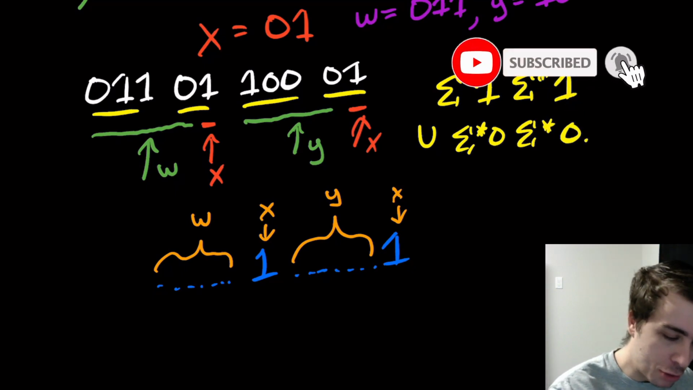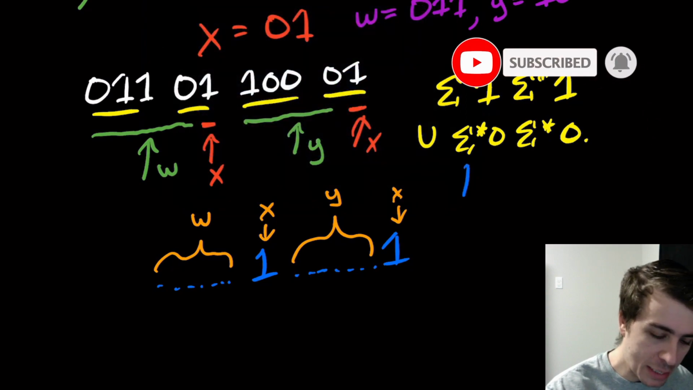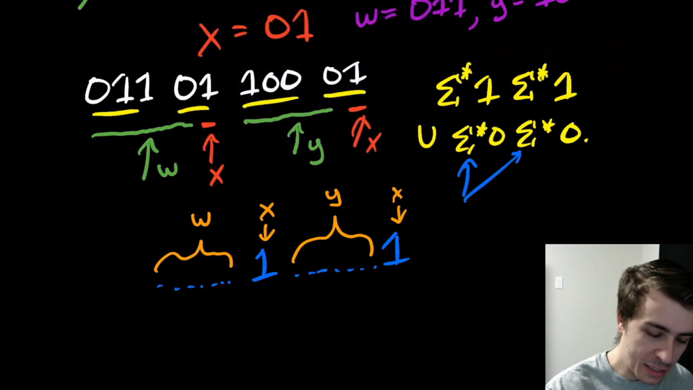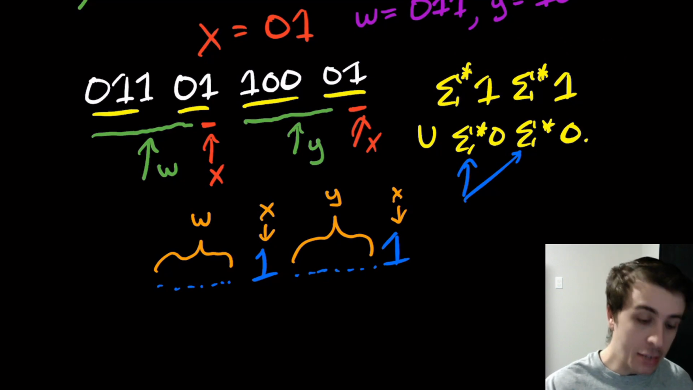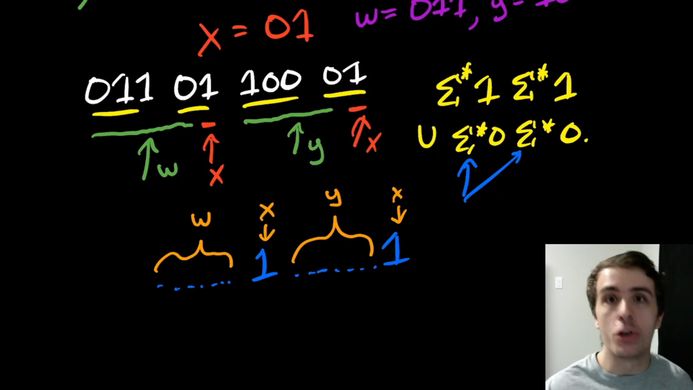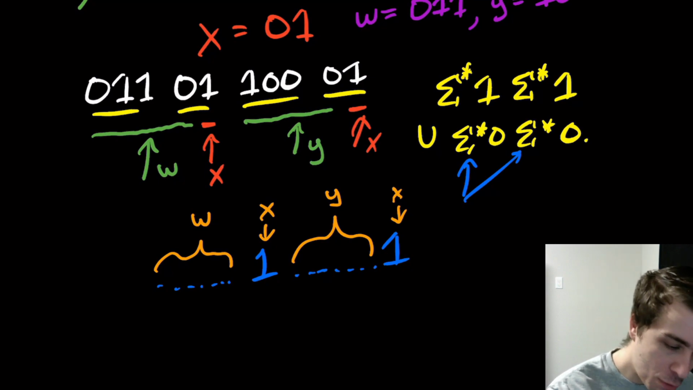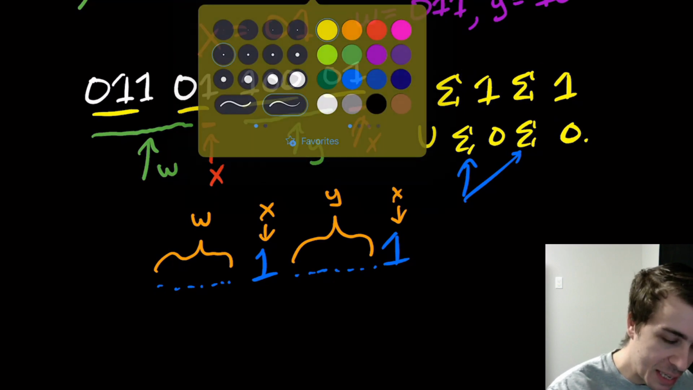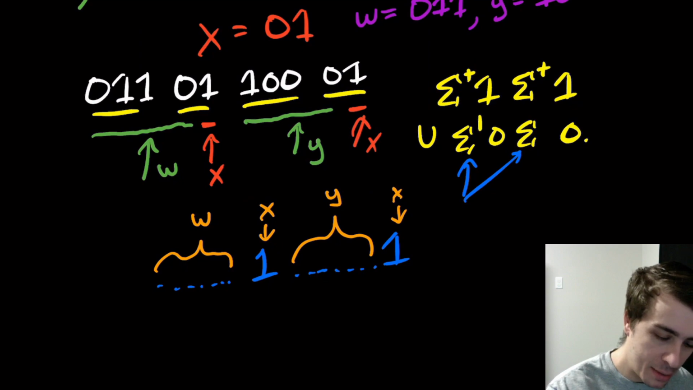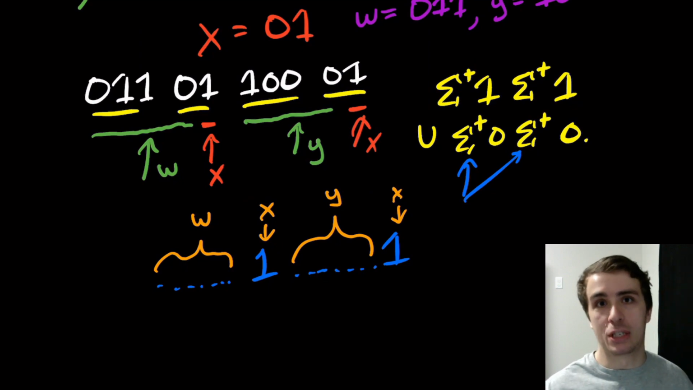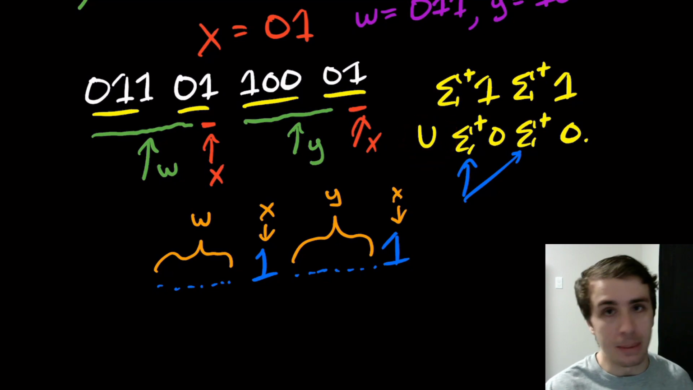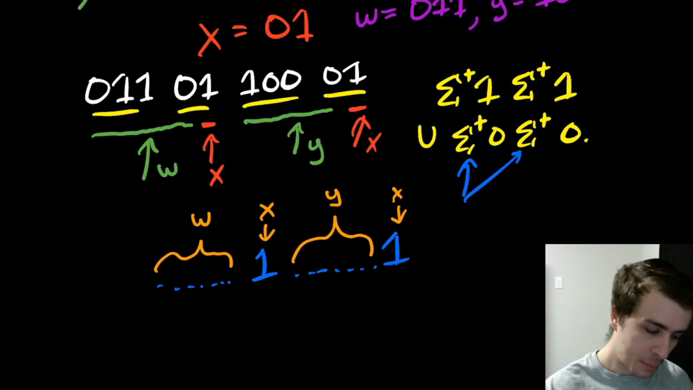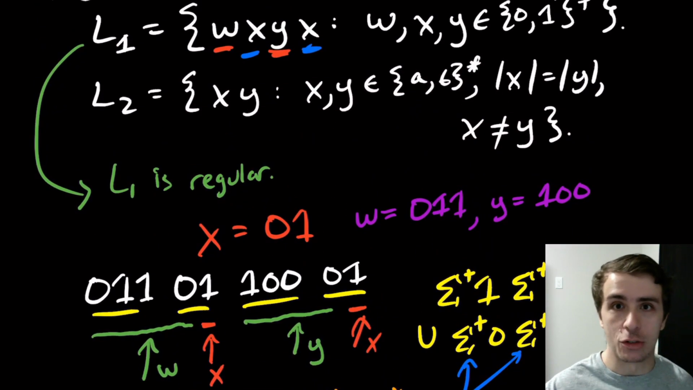Actually, there's some restriction here. It's not exactly this, because the sigmas right here need to have at least 2 characters in total. Actually, they need to be both non-empty. So what I should do here is make these sigma plus instead. That would be a way to fix it. But yeah, these are the regexes for it. And because they're regexes and I'm doing a union between them, the result is clearly regular. So we can say that L1 is in fact regular.